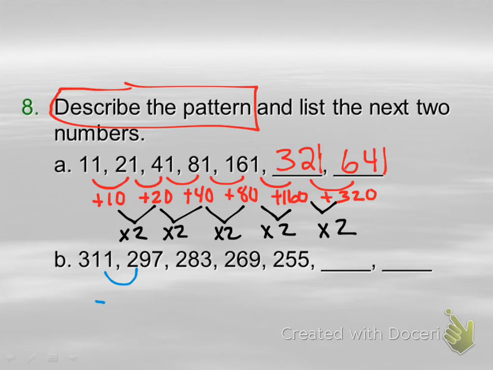Some of you have calculators. Go ahead and do 311 minus 297. Let me know what it gives you. 14. Now, let's see if that holds true. Is 297 minus 14 283?